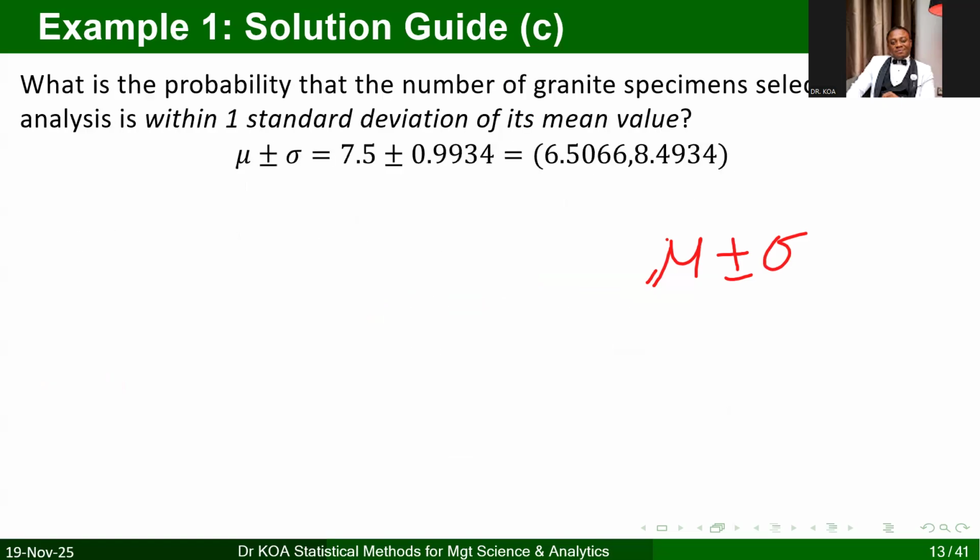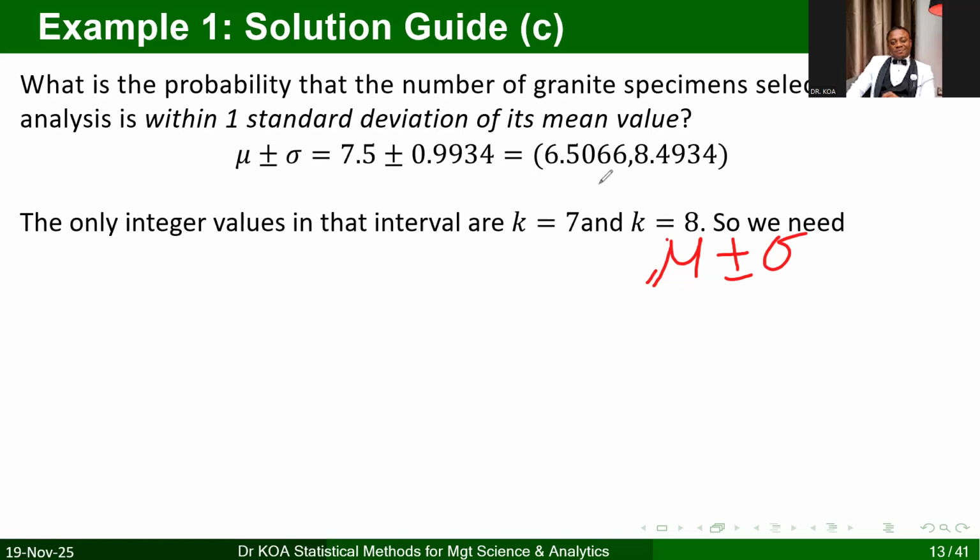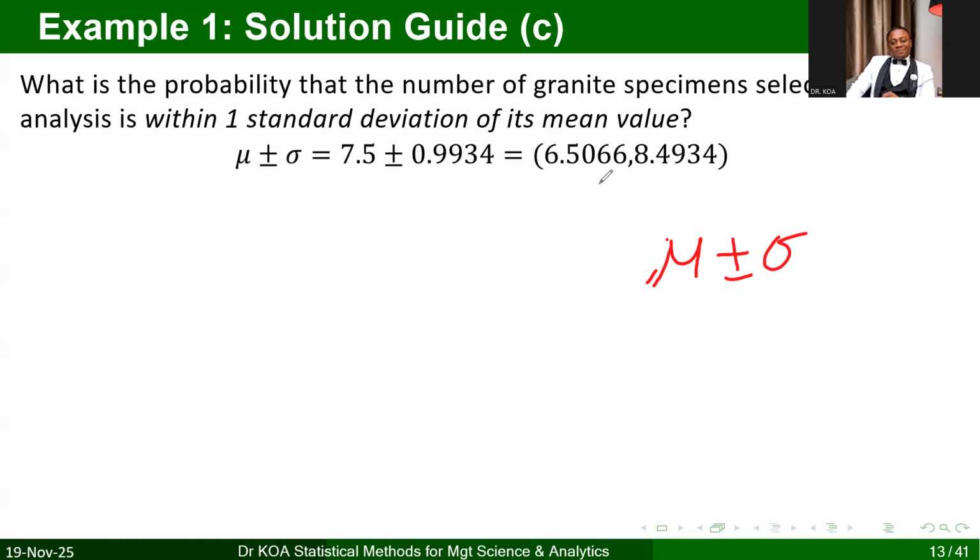Okay, so let's do that. You get 6.5066, and then 8.4934. Now, we don't want these decimals, because this is a hypergeometric function. It requires your answer to be integers. So what are the only integer values between these? The only integer values between these are 7 and 8. You realize that?